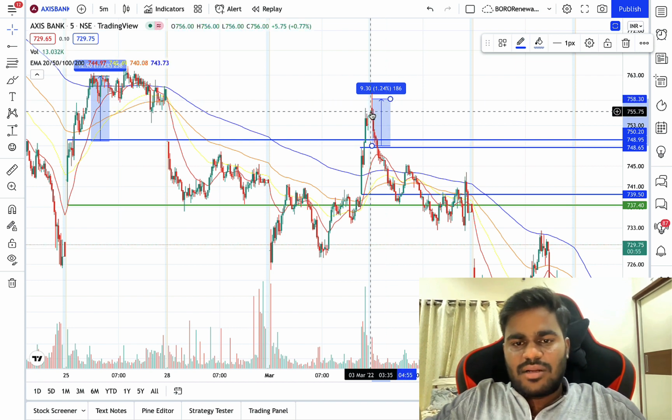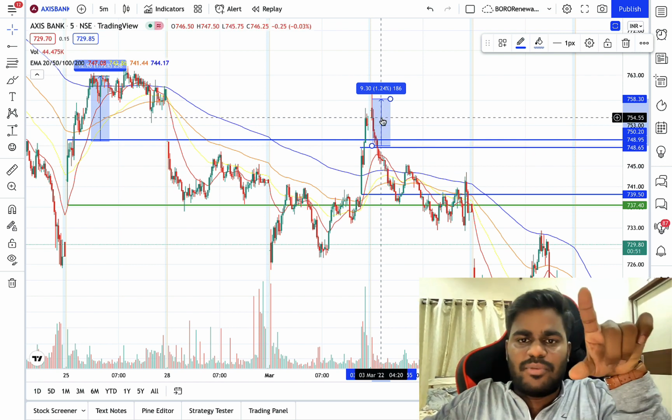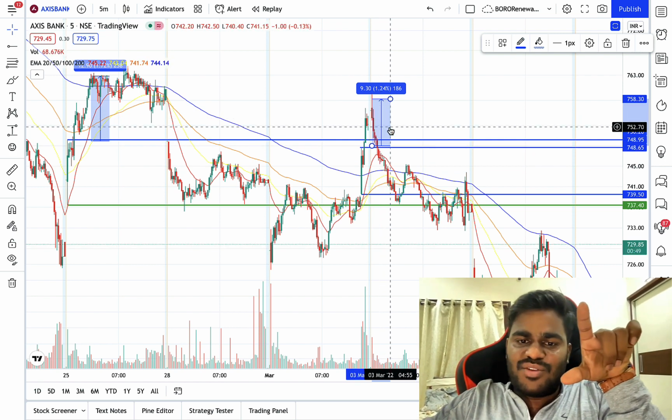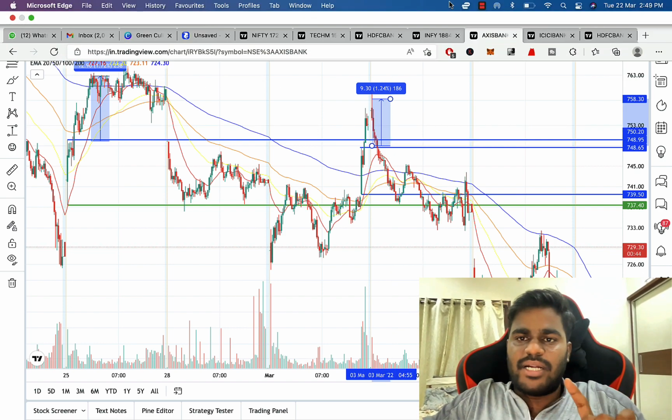After that, the stock fell down continuously. It doesn't matter, we already booked the profit at top. So 1:1 is absolutely working. So I'll highly recommend you to use the 1:1 only, and shorter side or longer side doesn't matter.